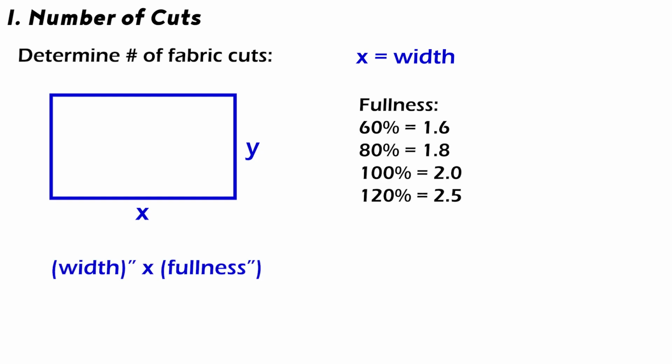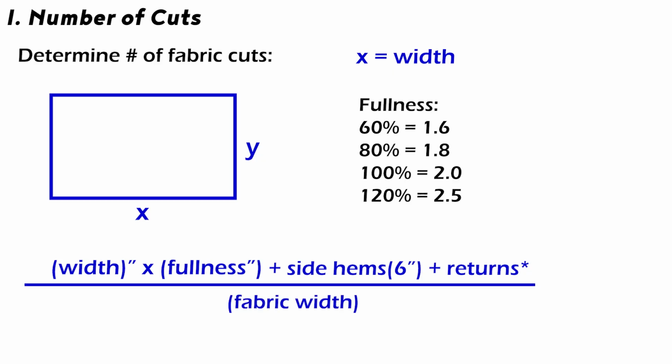This will be calculated by multiplying the width of your drapery by the fullness. Then, you will add the amount of fabric necessary for the side hem. In this case, it will be 3 inches per side, for a total of 6 inches. Then, you would add the measurements of the returns if you requested them. Once you have that, you will have to divide that number by the fabric width, and the result of that will be the number of cuts necessary.